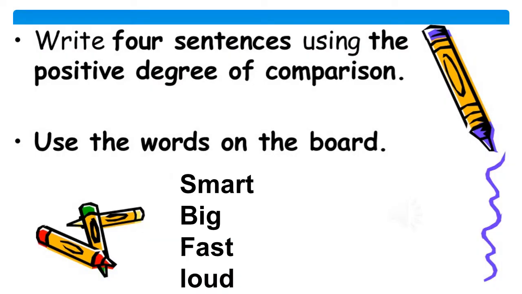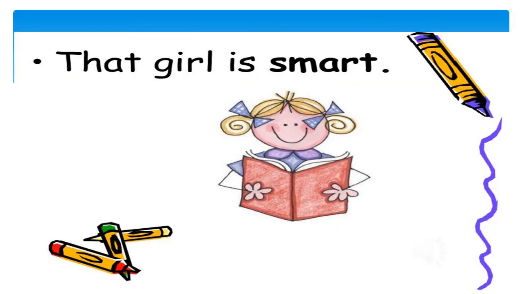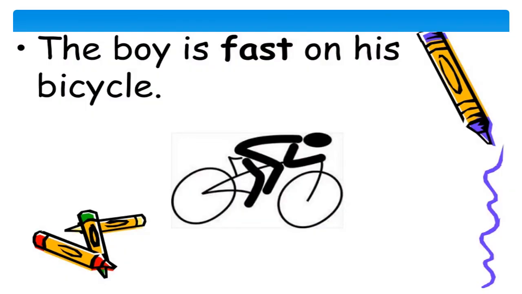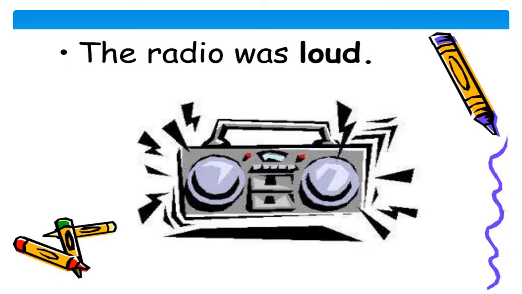Write 4 sentences using the positive degree of comparison. Use the words on the board. The words are smart, big, fast, and loud. That girl is smart. The house is big. The boy is fast on his bicycle. Radio was loud.